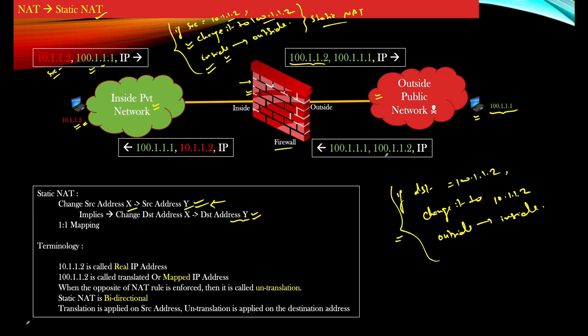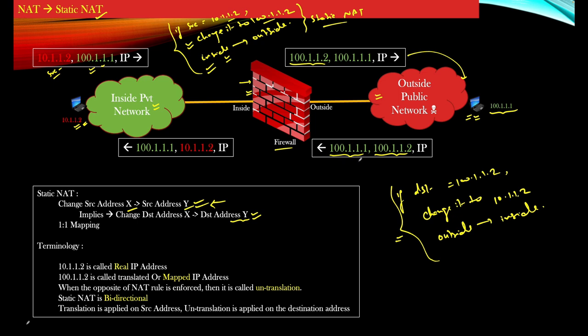Right? Now let us take this example. When this machine receives this packet, it will process something and generate a reply. When this machine generates a reply, it will generate a packet in which the source address of the packet will be its own IP address, which is 100.1.1.1, and the destination IP address of the packet will be the address from where this packet came.